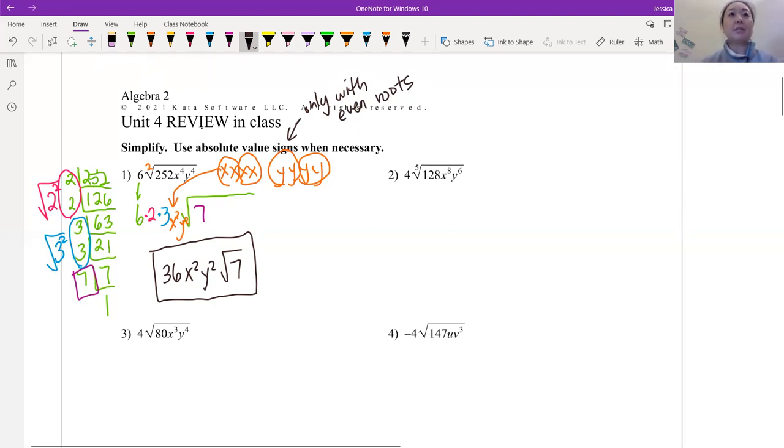So here we go. If you look at number 2, let's try this again. This time I'm going to do a factor tree.